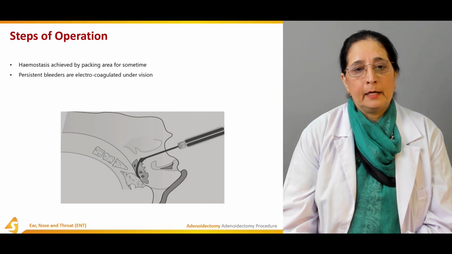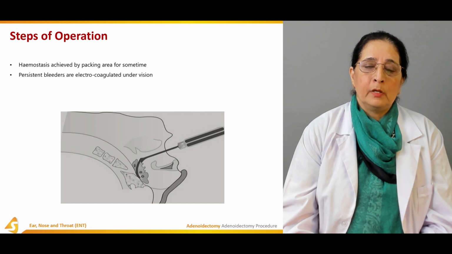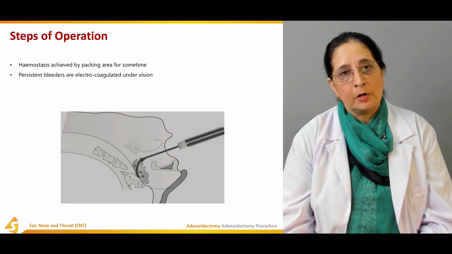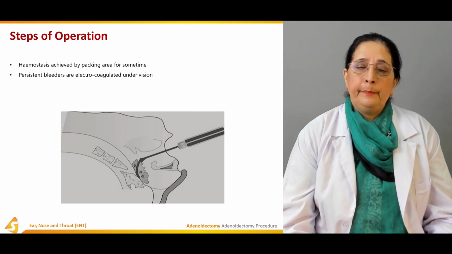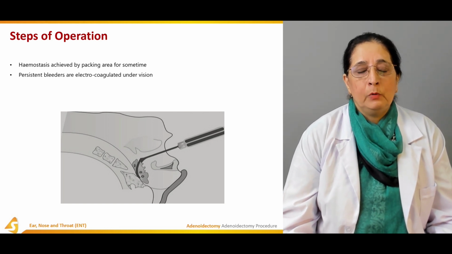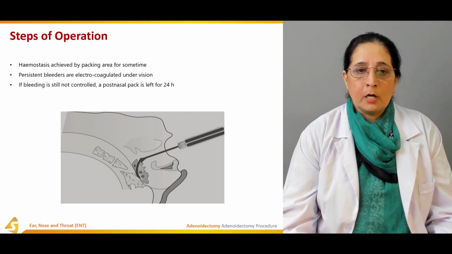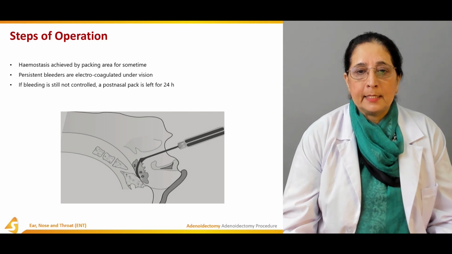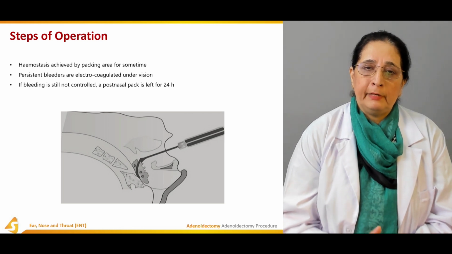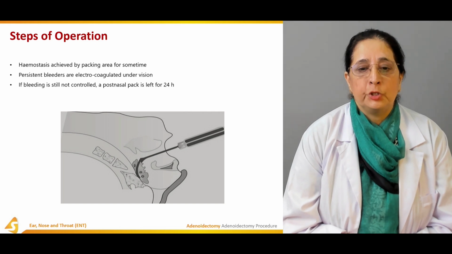Persistent bleeders are electrocoagulated under vision. People who bleed more, or have a bleeding disorder, which is a contraindication. But patients who bleed more need to be electrocoagulated under vision. If bleeding is still not controlled, a post-nasal pack is left for 24 hours. That's important. The post-nasal pack will apply pressure and should be left there for 24 hours, so the bleeding should stop.